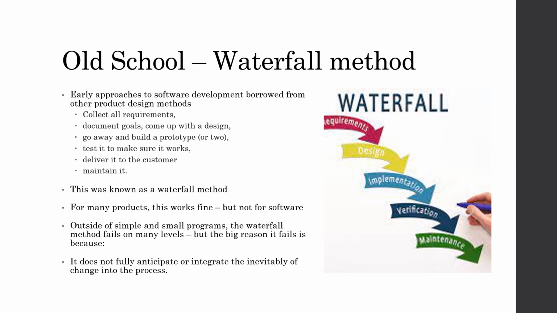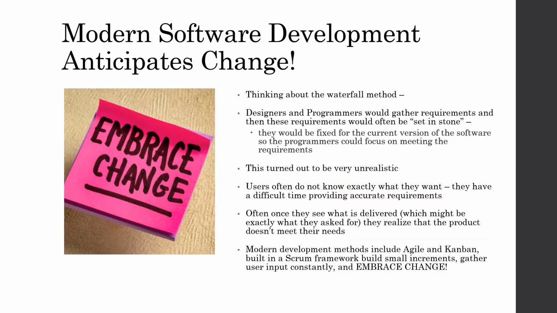So the waterfall method is doomed to failure because it goes out and gets stuff, comes back, works sort of monolithically, and then delivers it. Instead, we want to use a modern software development. And when we think about the waterfall method, this idea that they're going to be set in stone is just absolutely ridiculous. People figured that out some time ago.